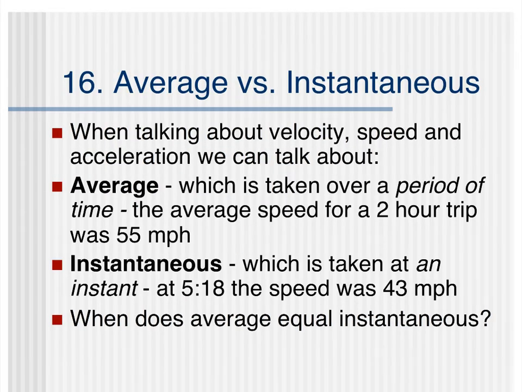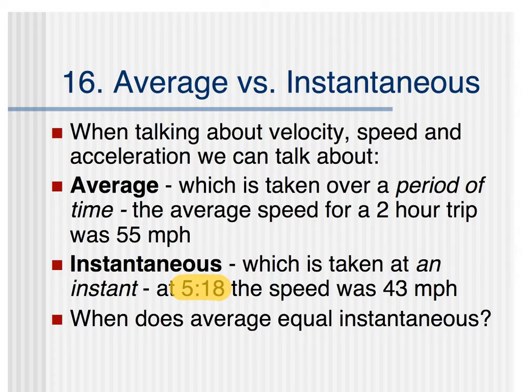Because you're running in a straight line, your displacement is also 100 meters. One last distinction we have to make here, and then we're going to start putting all this together, and that is the distinction between average and instantaneous. Average is always taken over a period of time. For example, maybe you're driving on a 2-hour trip from here to Harrisburg, and your average speed is 55 miles per hour during that period of time. All right, over that entire course of 2 hours, your average speed was 55 miles per hour. However, maybe on the way there, for example, at 5:18, your speed was 43 miles per hour. That would be your instantaneous speed, your speed at one moment in time.